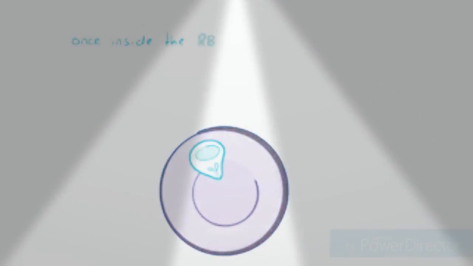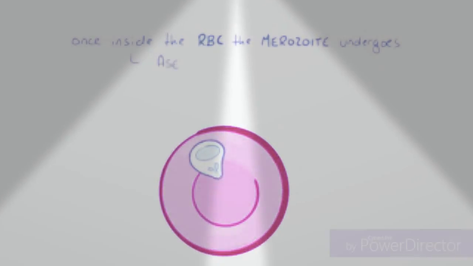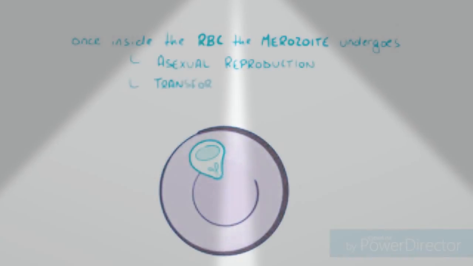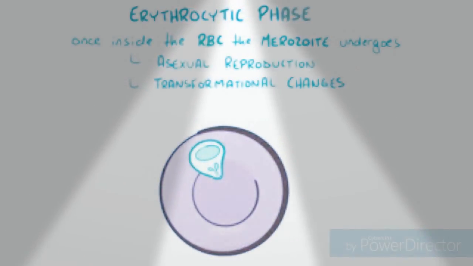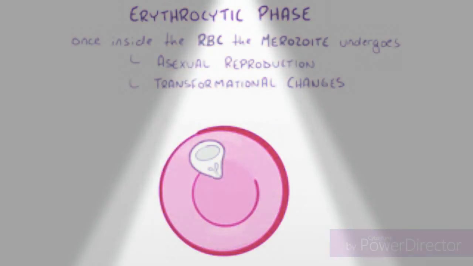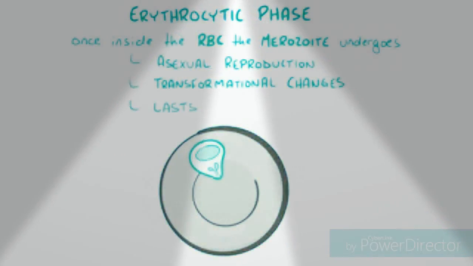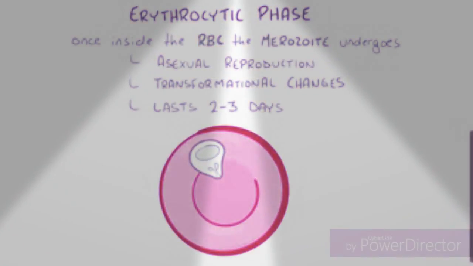Once inside the red blood cell, the merozoite undergoes asexual reproduction and a series of transformational changes. This phase is known as the erythrocytic phase of malaria, because it happens inside of the red blood cell and generally lasts 2 to 3 days.